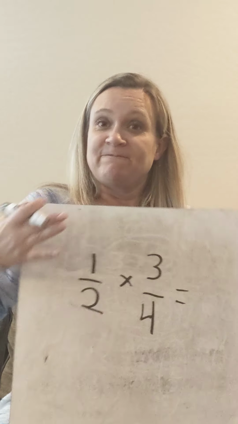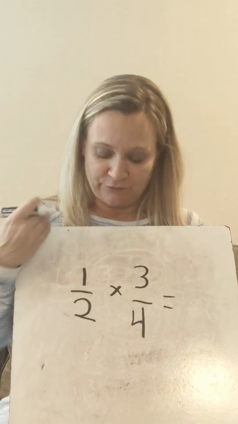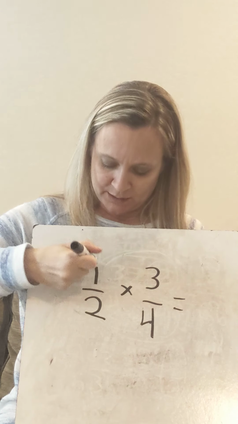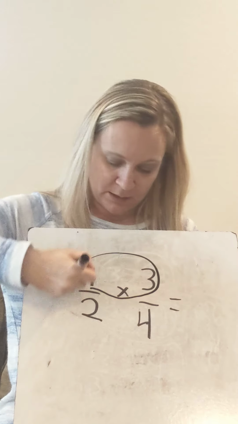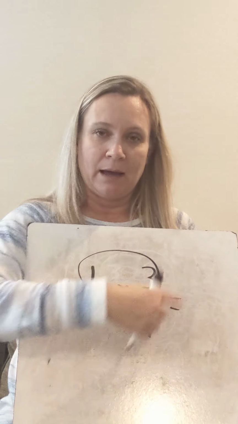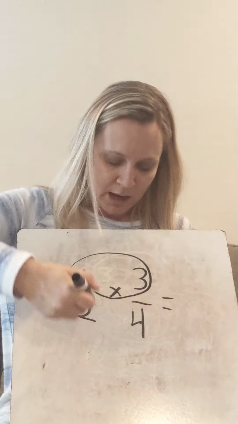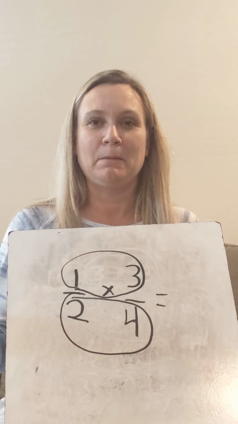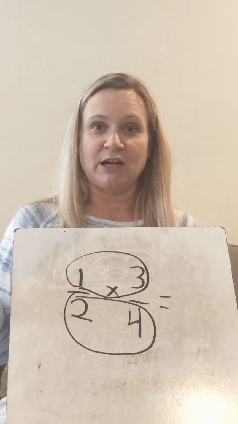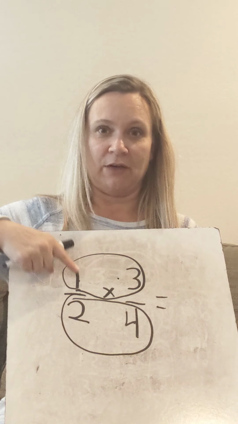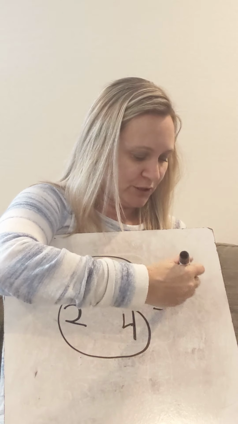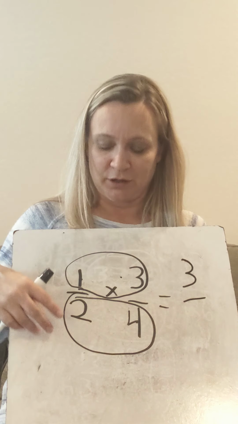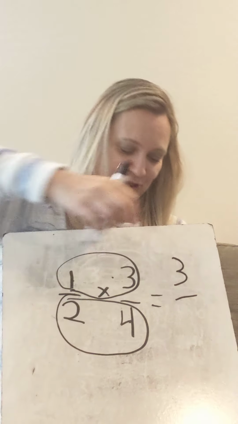The fastest way that you can multiply any two fractions is what I like to call the hamburger method. I call it that because I make the top bun of my burger by combining my top numbers and the bottom bun of my burger by circling the bottom numbers. When we multiply fractions, we multiply our top numbers together. So 1 times 3, which is 3. And then we multiply our bottom numbers together. 2 times 4, which is 8.